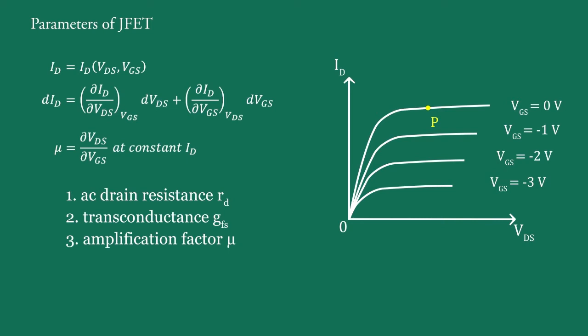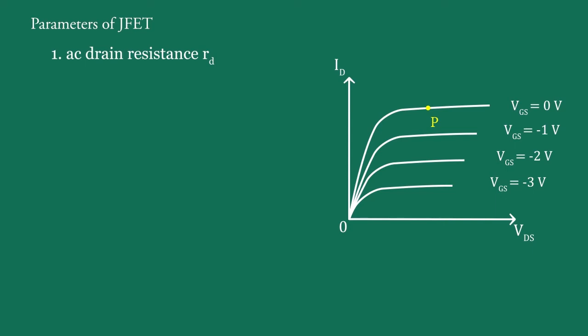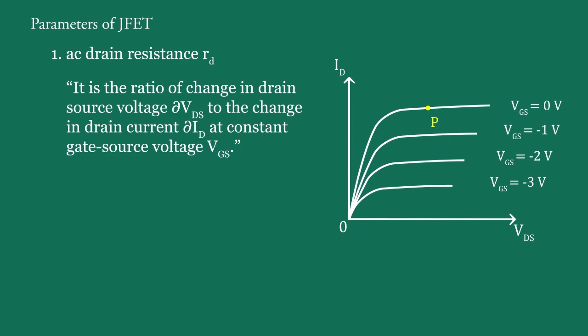Let's find some detail of these parameters. AC drain resistance RD. It is the ratio of change in drain source voltage del VDS to the change in drain current del ID at constant gate source voltage VGS. That is, RD equal to del VDS upon del ID at constant VGS, or RD equal to delta VDS upon delta ID at constant VGS.